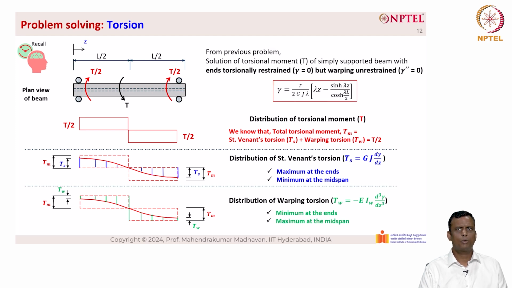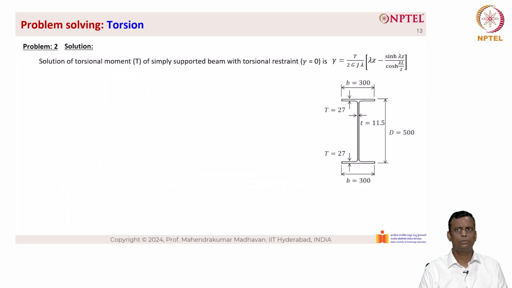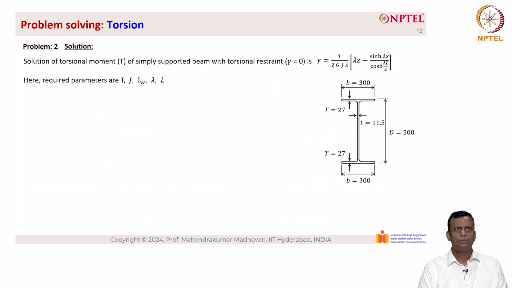Now from the previous problem, the solution of torsional moment T of a simply supported beam with ends torsionally restrained, γ equal to 0, but warping unrestrained, which is γ double dash equal to 0, is given as γ equal to T by 2GJ lambda into lambda z minus sinh lambda z divided by cosh lambda L by 2. So let's find out the required parameters here: T, J, I sub W, lambda and L.